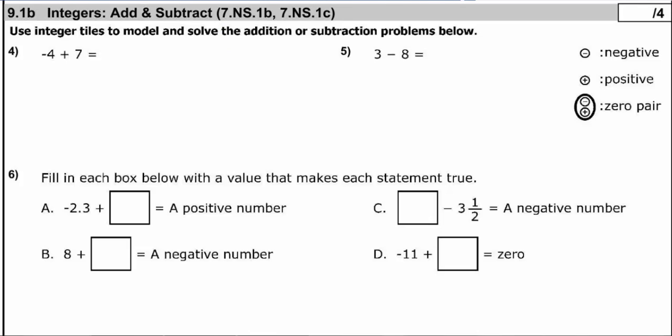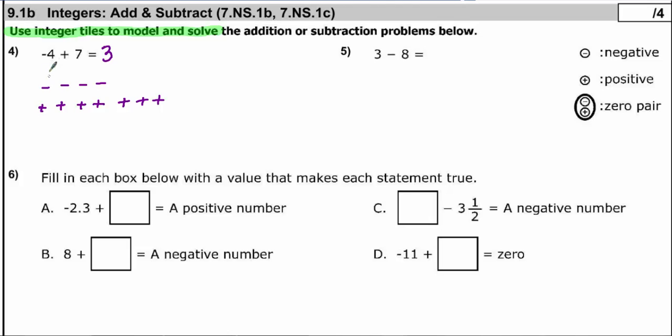In 4 and 5, the rule was use the tiles to model and solve. Some of you might be looking at your paper thinking, wait a minute, I got the right answer. In this case, the right answer is 3. I got the right answer. How come I didn't get full credit? Well, if you didn't model it, you didn't get full credit. So the model on this one would look like -4 plus +7.